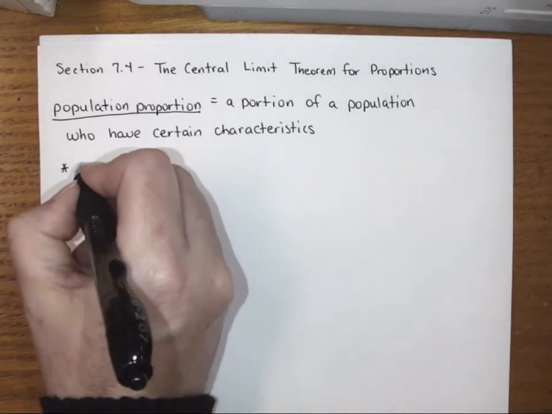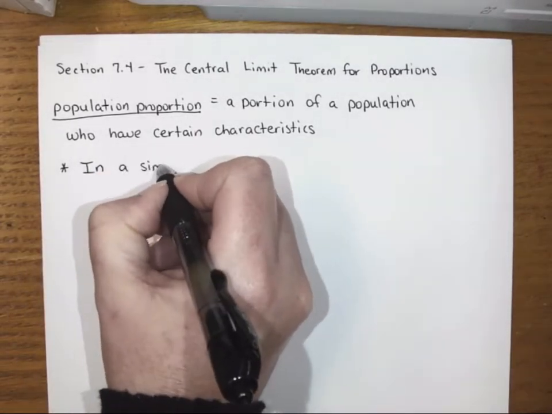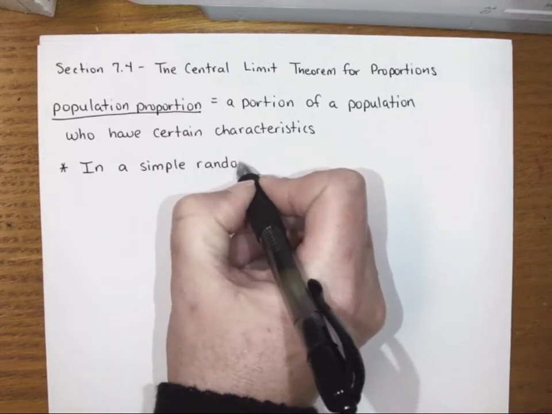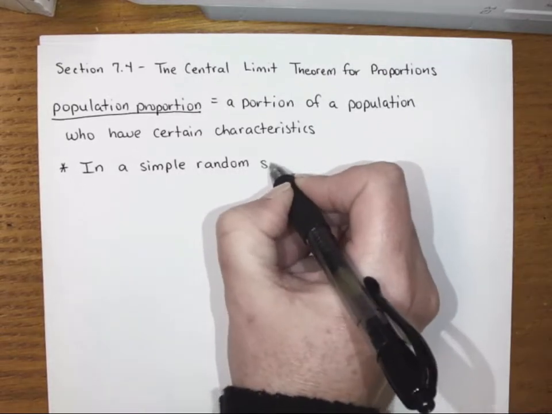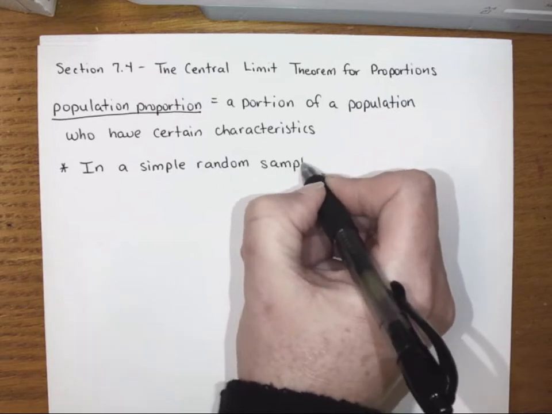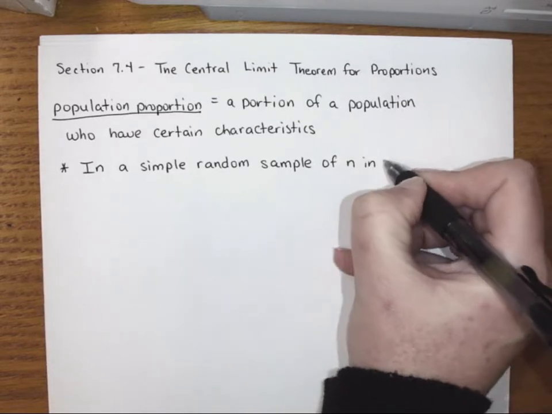All right, so what we're interested in with this kind of stuff is when are we allowed to use our bell curve. It's really nice. We have values set out for that. So here is a requirement. In a sample, a random sample, that is, of n individuals.